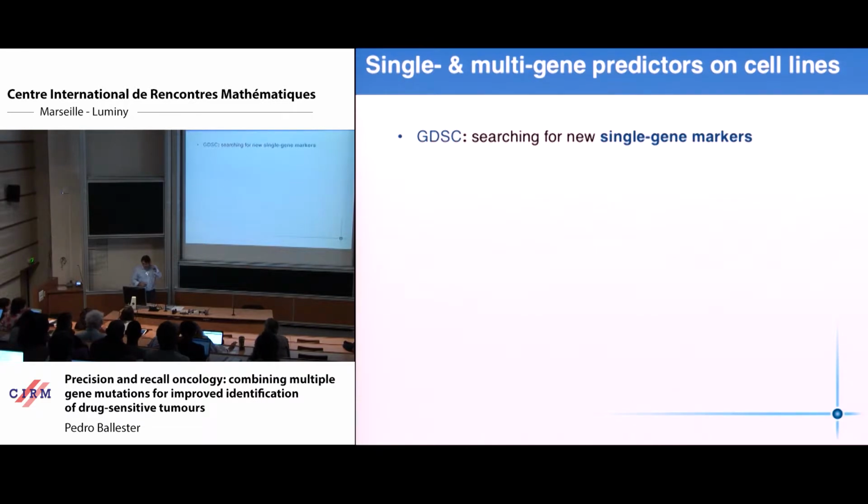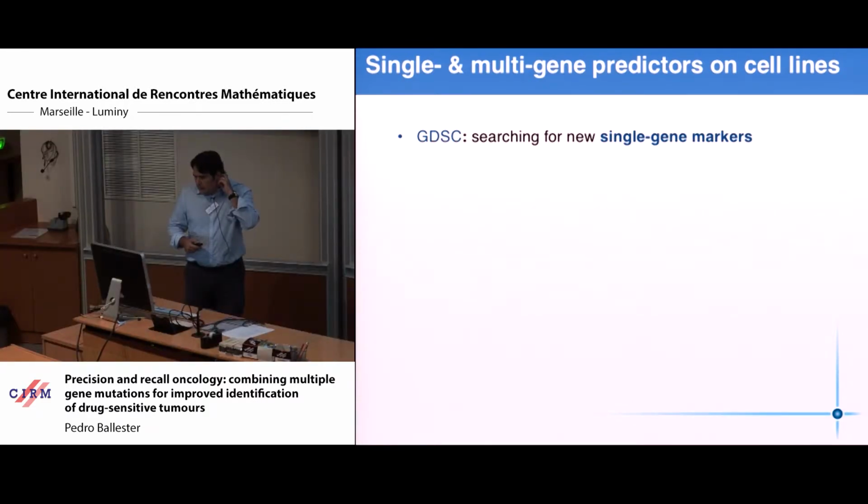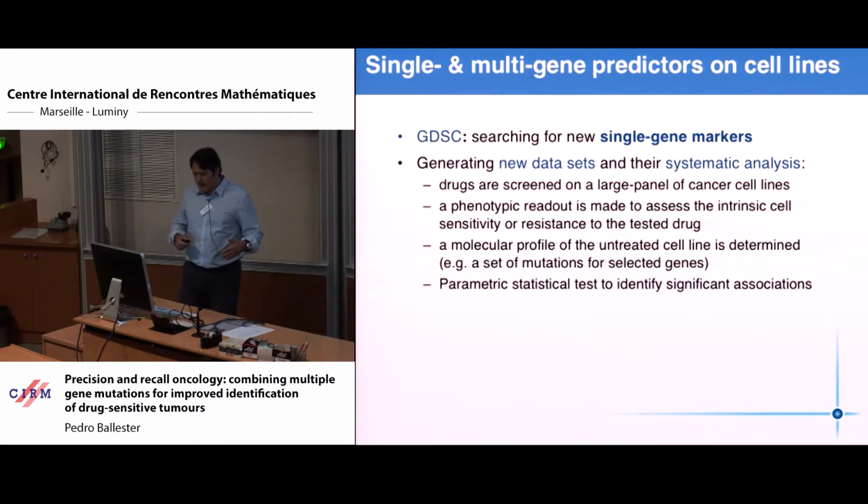So I'm going to talk now about how we compare single gene and multi-gene predictors of cell lines. And you may be aware of a study 6 years ago called the Genomics of Drug Sensitivity in Cancer, or GDSC, where they were searching for new single gene markers. And the workflow of this work was generating new data sets.